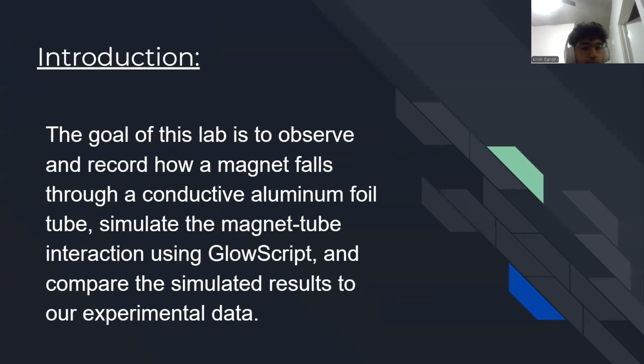So, to start off, the main introduction of this lab is we were trying to observe how a magnet falls through a conductive aluminum foil tube, to simulate the magnet-tube interaction using GlowScript, and to compare the simulated results to our experimental data.